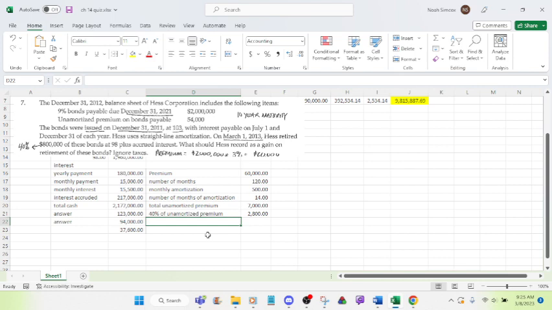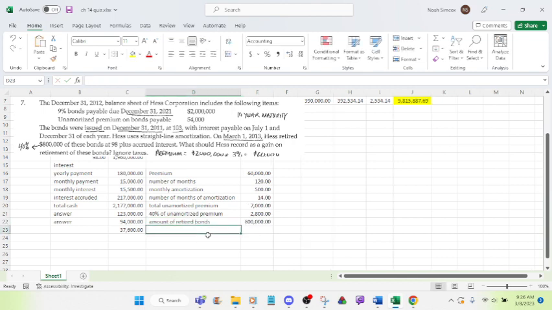So what do we need to know? Retired, 800,000. So we already know the amount of retired bonds is 800,000. And the cash received is going to be, now this is the confusing part of this question. It says they received cash and interest accrued. Oh, wait a minute. So they must have received 2 months of interest in addition to the cash.